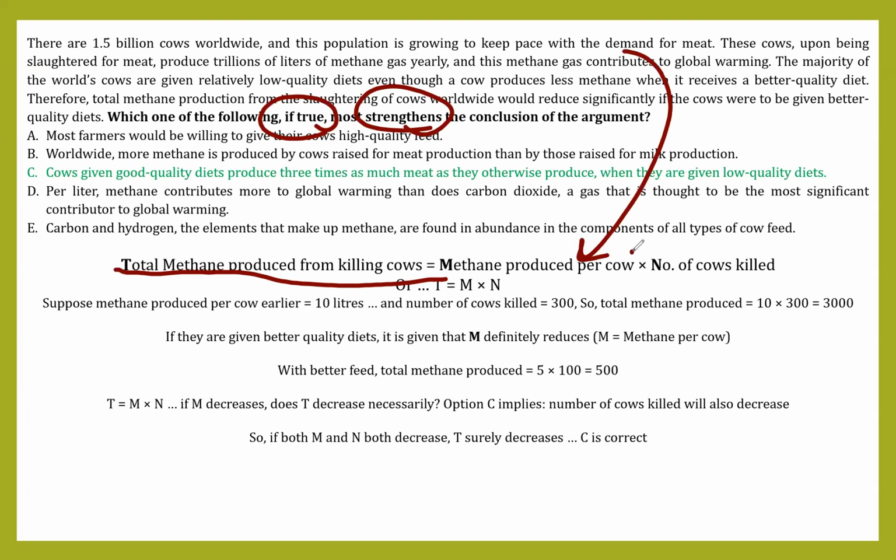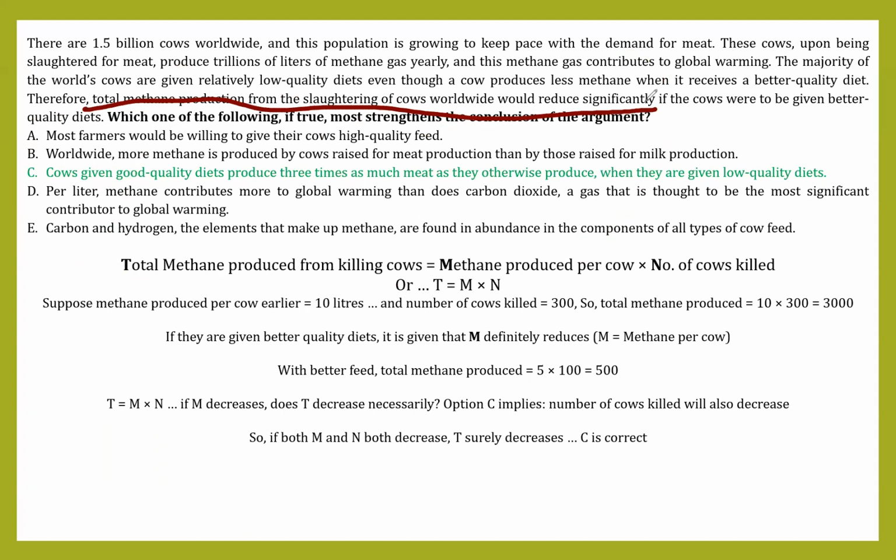In that case, you're supposed to infer. In this case, you're supposed to assume that all these 5 options are true. Which one will strengthen the conclusion? So now my conclusion is total methane production would reduce. If I look at it, total methane production will obviously be methane per cow production into number of cows. Suppose I made these values bold so that it's clear.